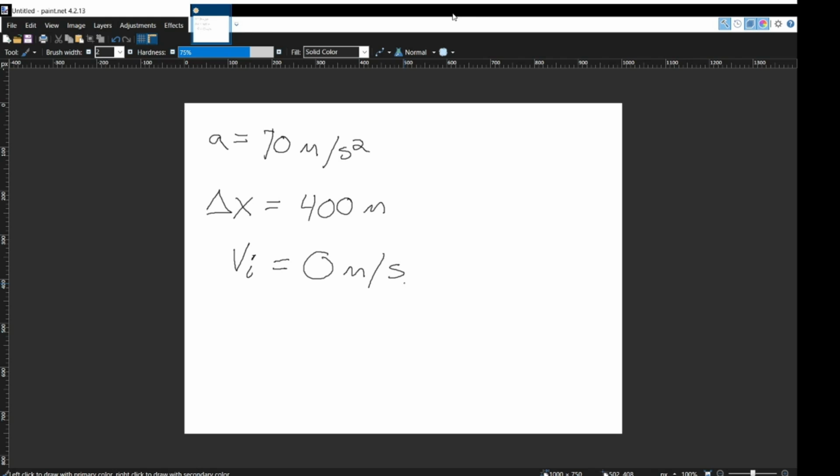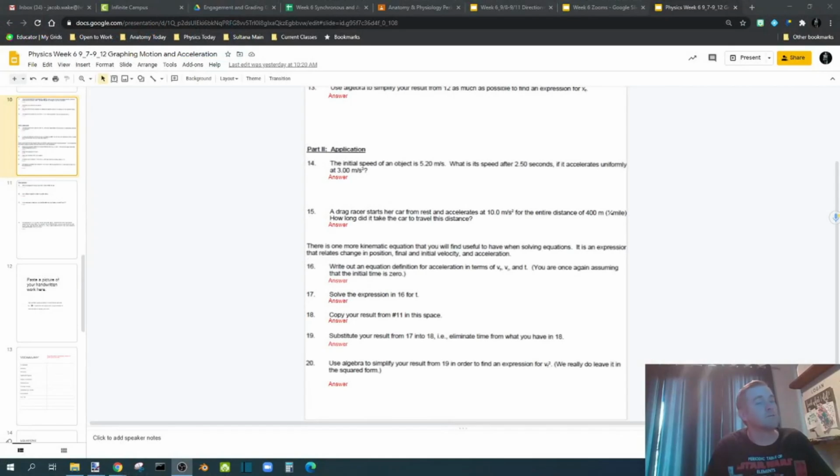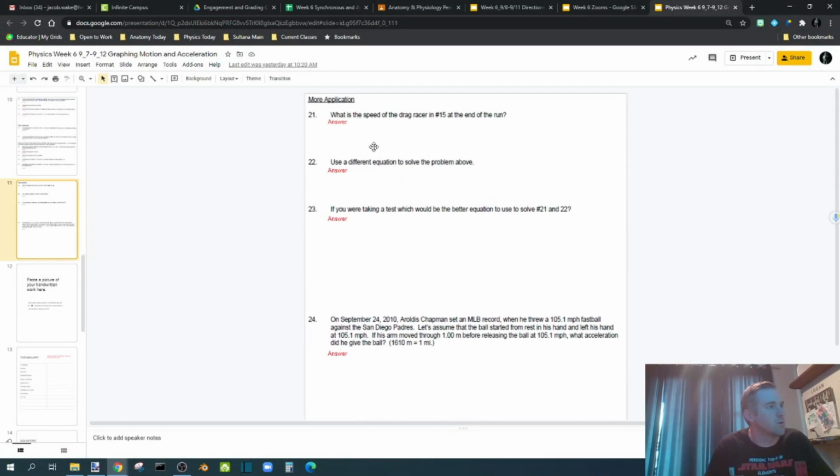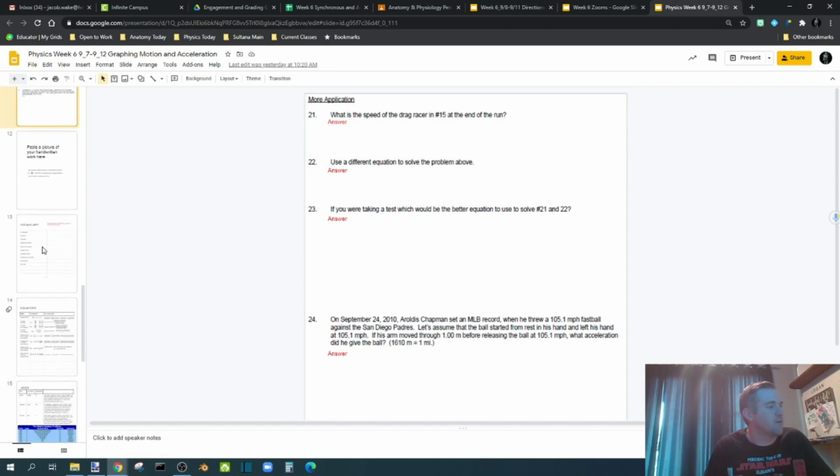What we're trying to find out is the final velocity, because it's asking what is the final velocity in that question. So what is the final velocity? Let me switch slides here again, and we'll go back to the question, make sure we have all the information we need. If I go to 21, it says, what is the speed of the drag racer at number 15 at the end of the run? So we have all of our information now. Now we need to find an equation.